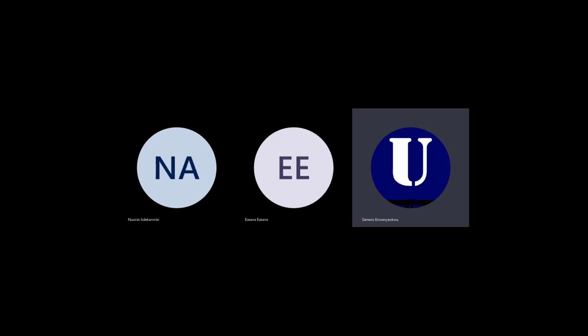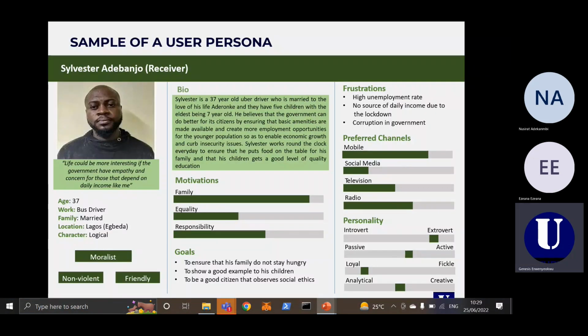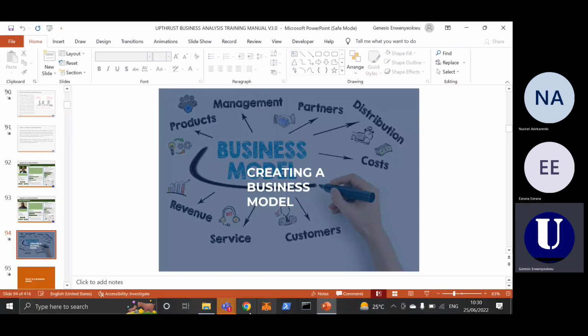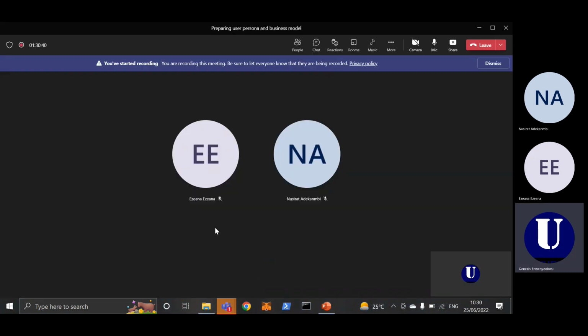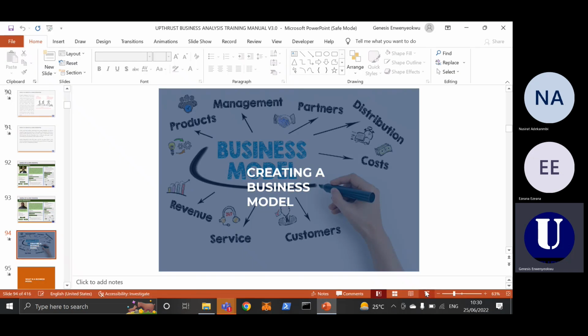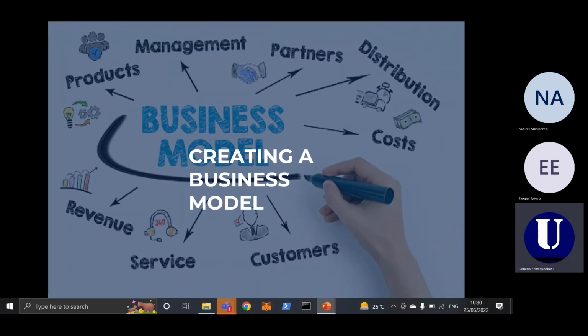Having the session class for 2 hours, so I won't dwell so much like I did on user persona. So we've talked about creating user personas. Now we're talking about how to create a business model.